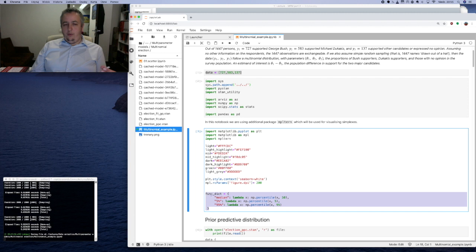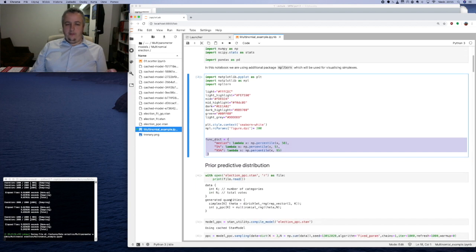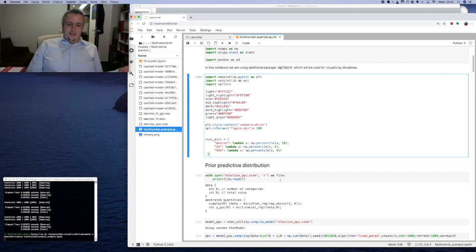Additionally, we will be using ArviZ summary statistics in order to look at results, and I have defined a dictionary of functions that will be used later just for computing the median and the 90% interval of confidence. So let's start with our model and with our prior predictive distribution.